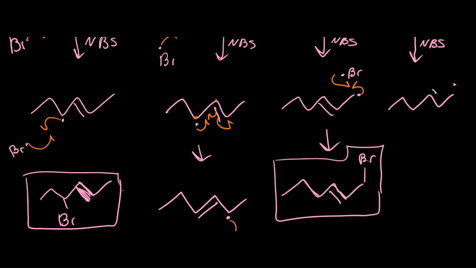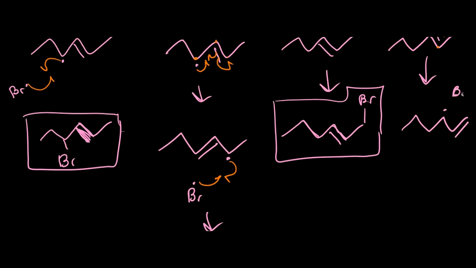We have some resonance. So one electron from that double bond goes to that carbon, the other goes between those two carbons. Now a radical goes in and makes a new double bond, giving us that radical. We have bromine in solution interact with that radical in a termination step, making the final product.